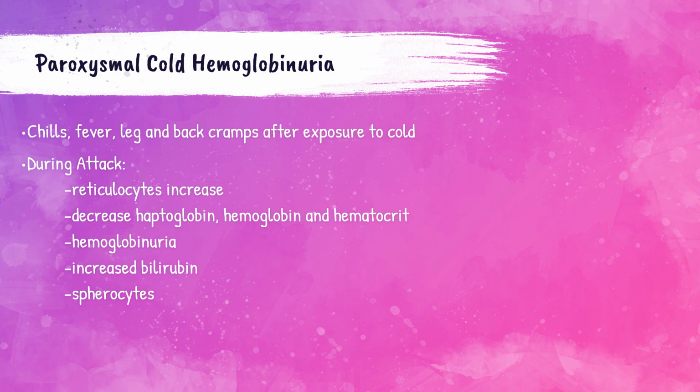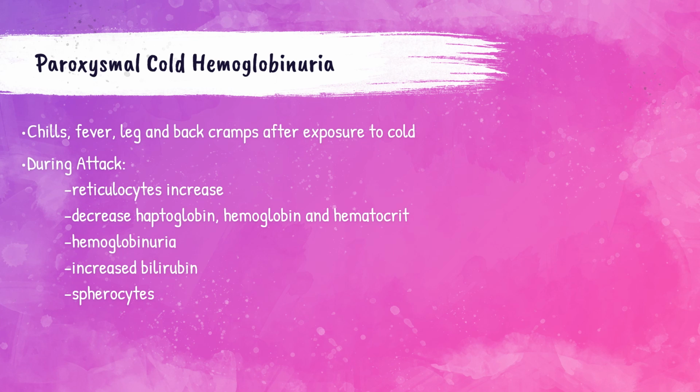Patients with paroxysmal cold hemoglobinuria will experience chills, fevers, and cramps after they are exposed to cold temperatures. During a hemolytic attack, the blood will show the same things that all hemolytic anemias show. Reticulocytes are going to increase because the bone marrow is trying to compensate for the red cell loss. And of course, red cells are being lost, so hemoglobin and hematocrit are going to be decreased.